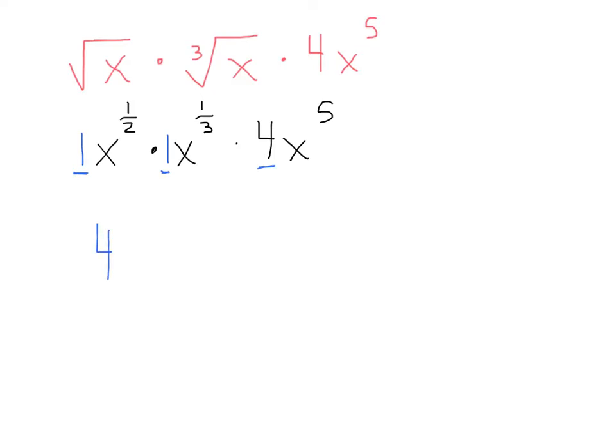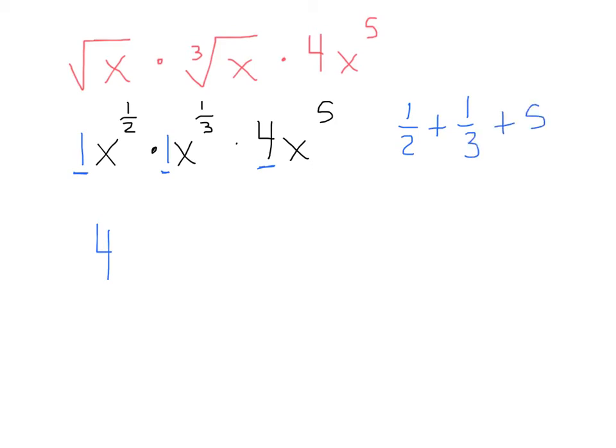Now, when I do x to the 1/2 times x to the 1/3 times x to the 5th, I've got like bases, and when you have like bases, you add all their exponents. So I need to do 1/2 plus 1/3 plus 5.